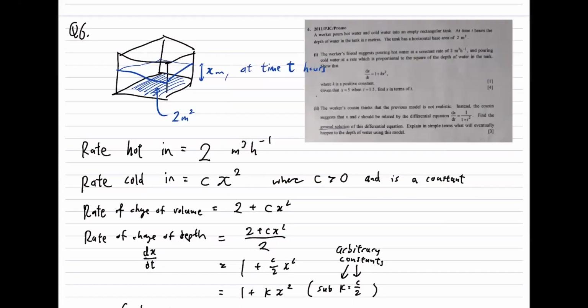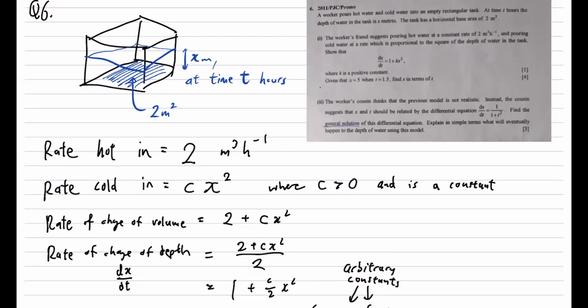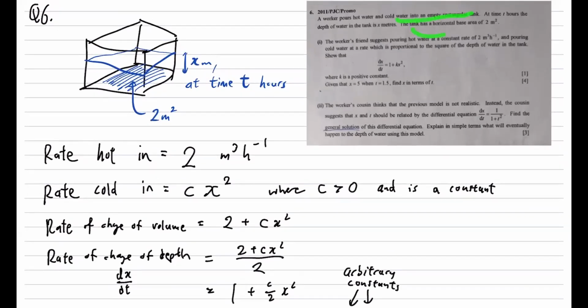There is a worker, he's pouring water into some container. Is it too small? Can you read? Yeah, he's pouring into a rectangular tank. At time t hours, the depth of water in the tank is x meters. So I draw a tank for you and a depth x meters. Like water, so I use blue color. The tank has a horizontal base area of 2 meters square. I shaded the bottom here and I label 2 meters square.